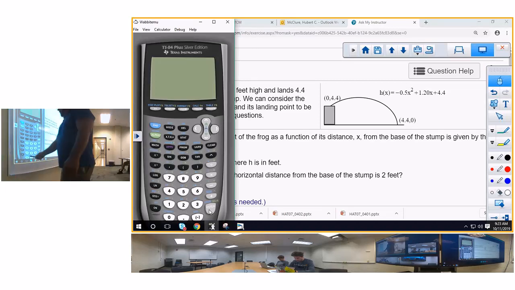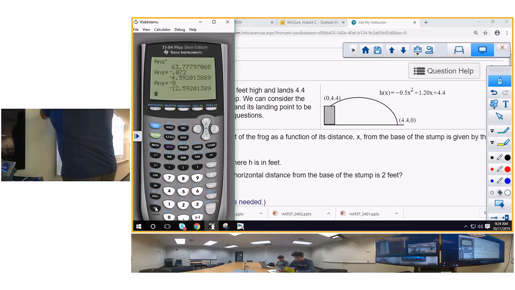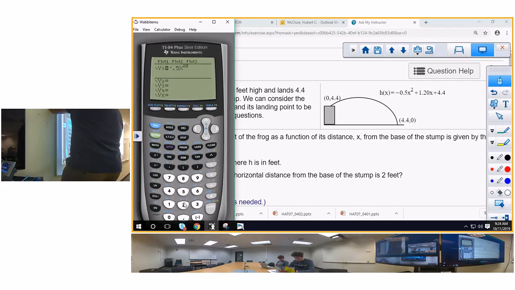Thank you. All right, so let's graph it. Y is equal to negative 0.5x squared plus 1.20x. I still think we should have multiplied by 10. Plus 4.4. And graph. And second, trace, max. And left bound, right bound, enter. 5.12. I knew that was too much. 5.12. I think we need to multiply by 10. I think that's where we went wrong.